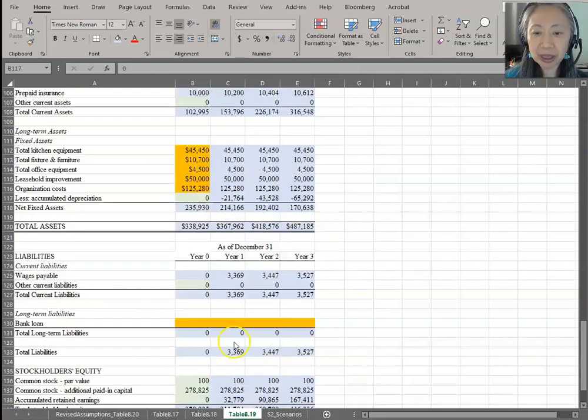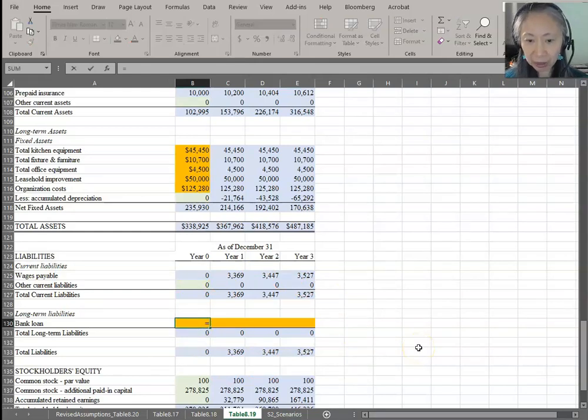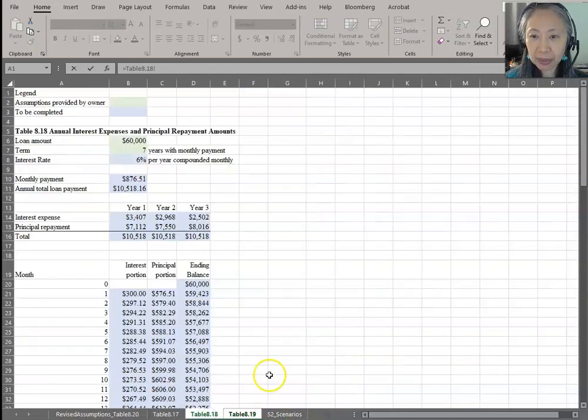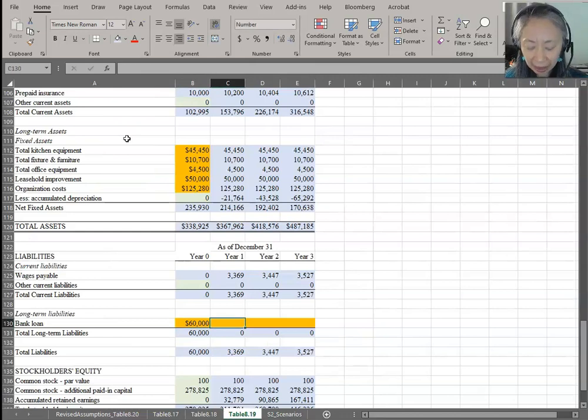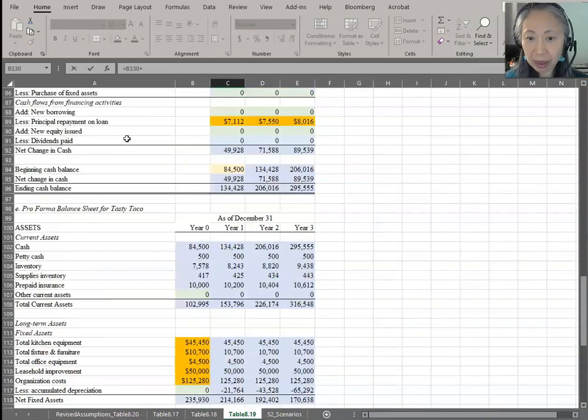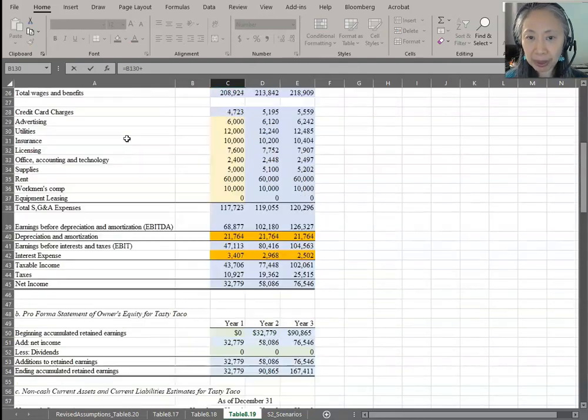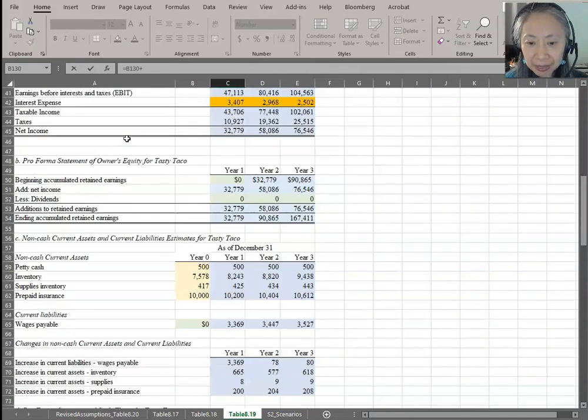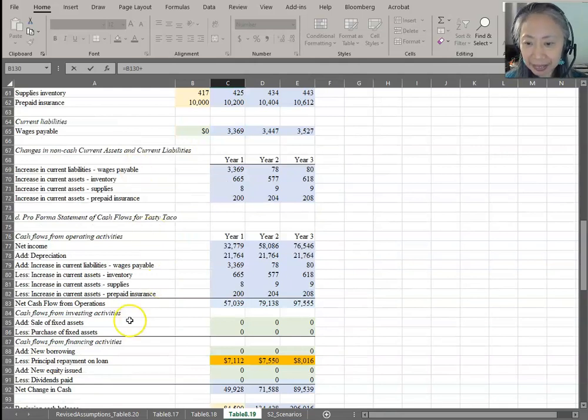Finally, we also have to update our liability. Our bank loan now, the initial bank loan, again, that is from Table 18, which started with $60,000. And the subsequent balance is equal to the original balance plus any new borrowing, so that'll be here, minus any repayment.